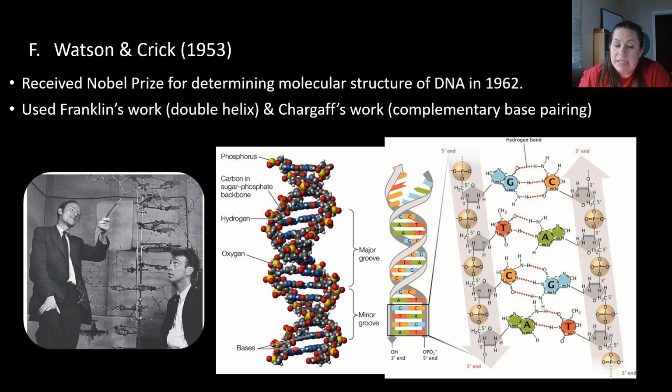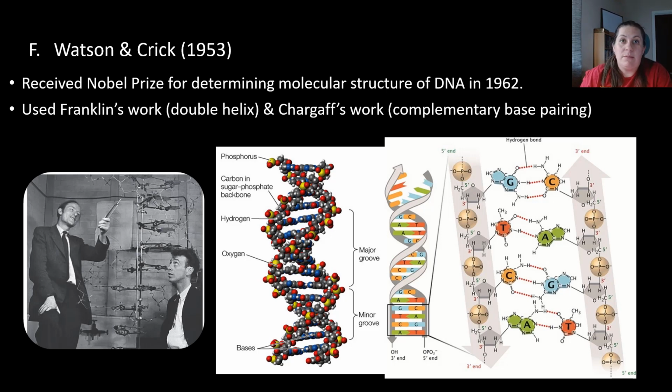Now, guys, look what they did. They used Franklin's work of the double helix as well as Chargaff's work with his complementary base pairing, and they came up with this particular structure. Now, in 1969, we were able to actually look at it underneath the microscope, and we found that they were correct. Now, they received the Nobel Prize, but Franklin did not.